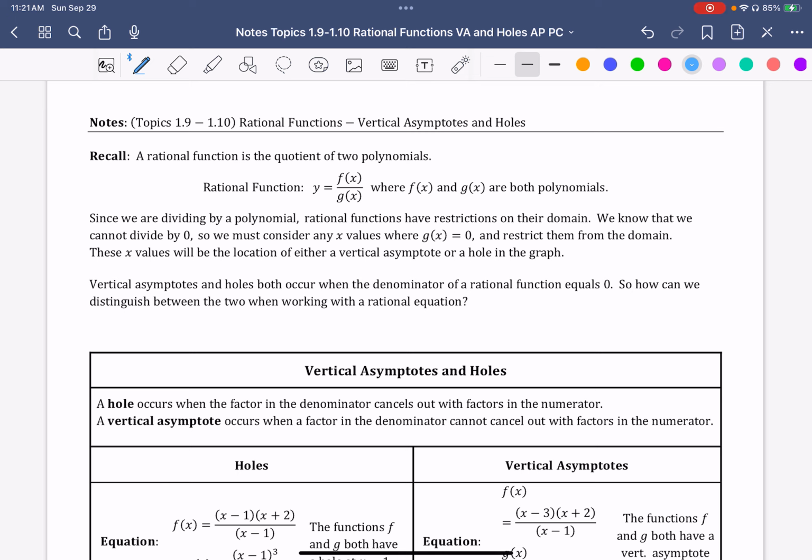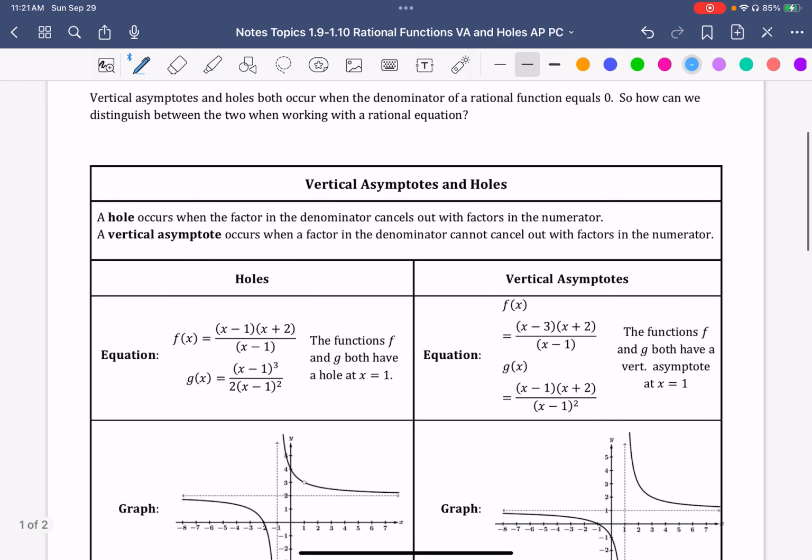Vertical asymptotes and holes both occur when the denominator of a rational function equals 0. So how can we distinguish between the two when working with a rational equation? A hole occurs when the factor in the denominator cancels out with factors in the numerator, and a vertical asymptote occurs when a factor in the denominator cannot cancel out with factors in the numerator.